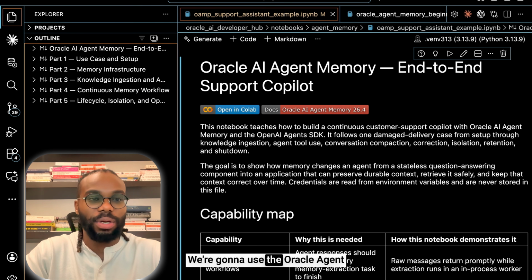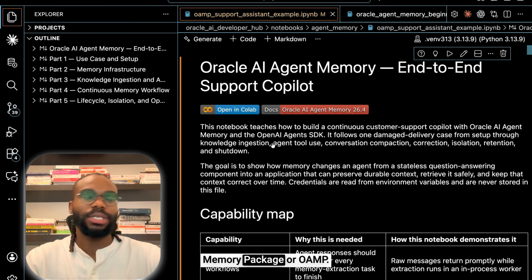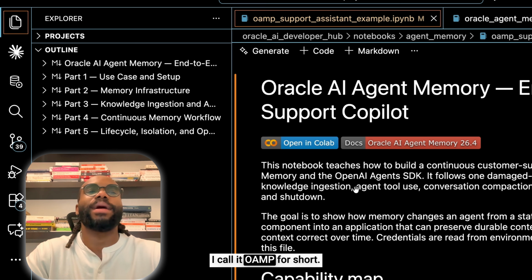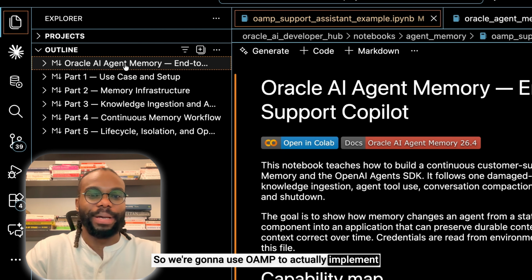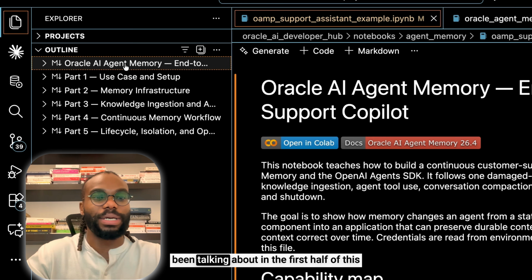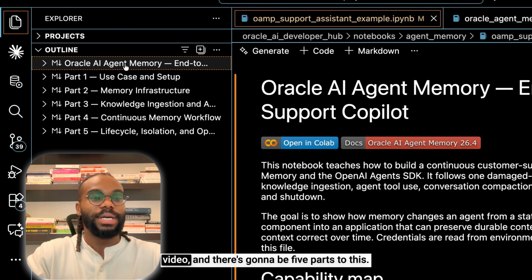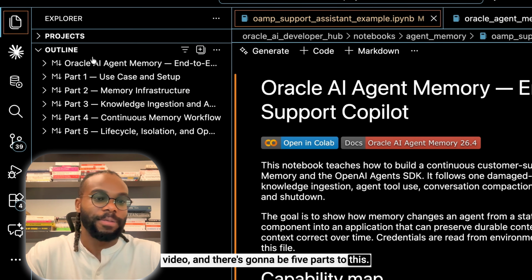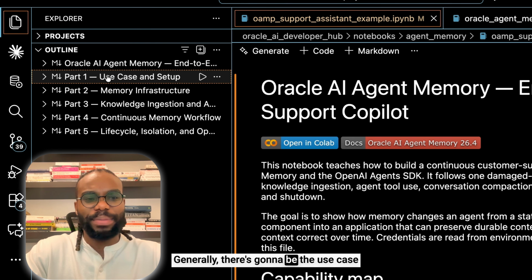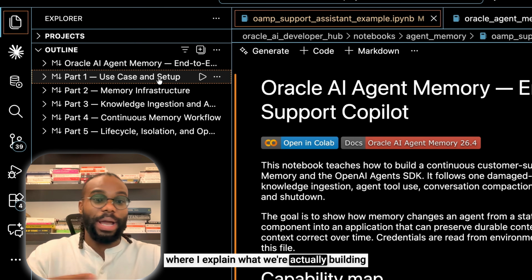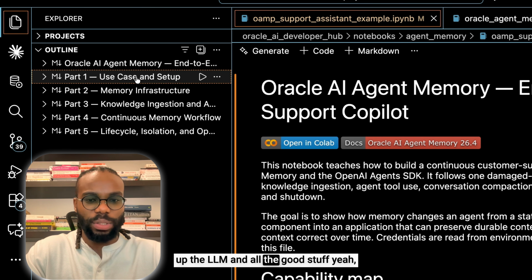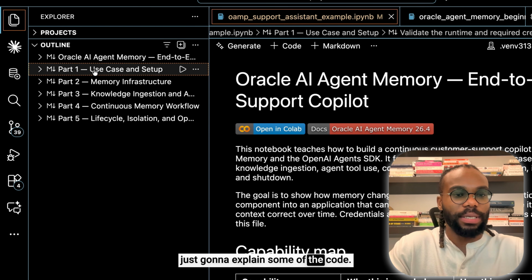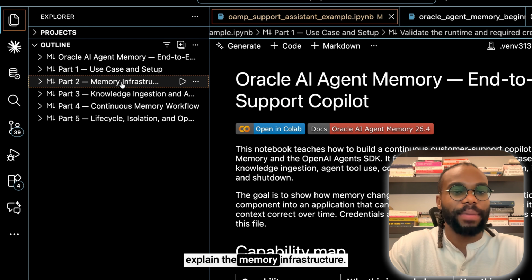We're going to use the Oracle Agent Memory Package, or OAMP. I call it OAMP for short. So we're going to use OAMP to actually implement agent memory, the techniques that we've been talking about in the first half of this video. And there's going to be 5 parts to this. Generally, there's going to be the use case where I explain what we're actually building, and the setup, which will include setting up the environment and all the good stuff. I'm just going to explain some of the code. We're going to explain the use case, explain the memory infrastructure.